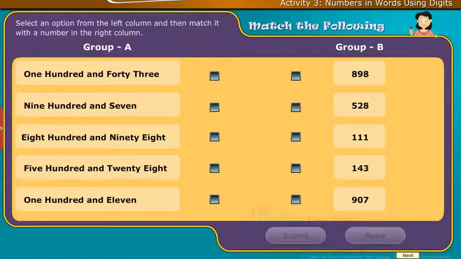Now, we do an activity on numbers in words using digits. Select an option from the left column and then match it with a number in the right column.